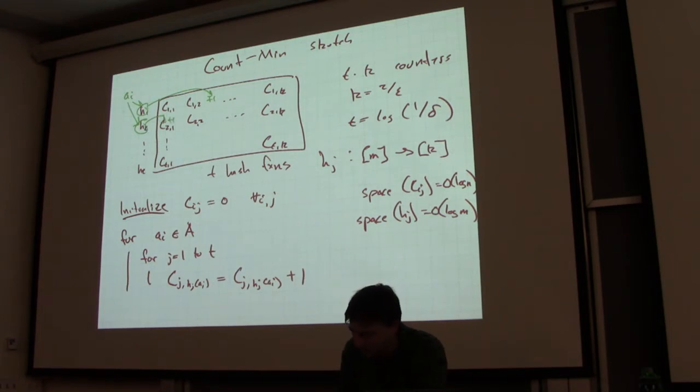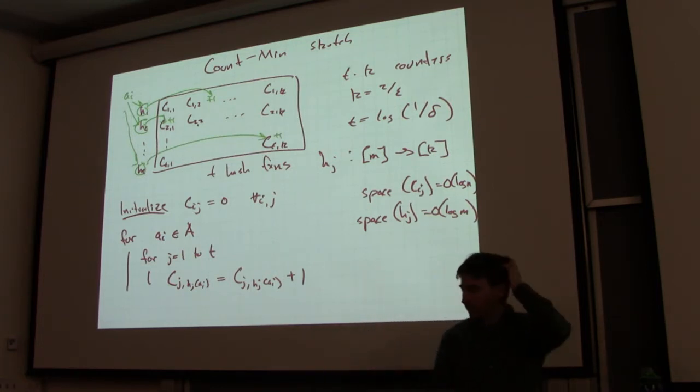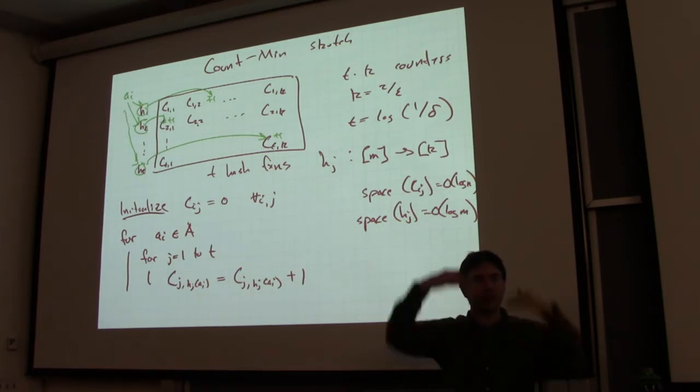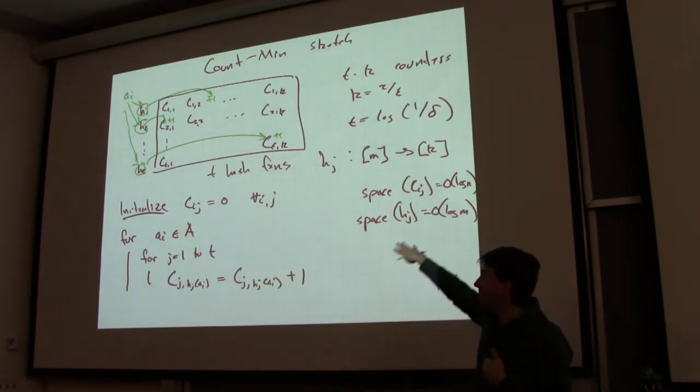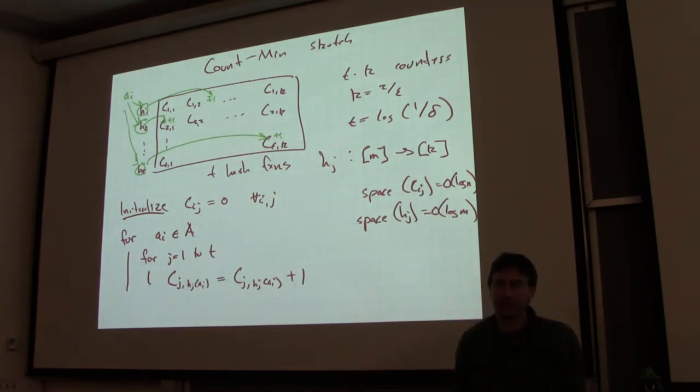Each of these is going to map to a different one of the counters, and it's going to increment the associated counter. So I just go through each of the hash functions, map it to its counter, and increment the counter. And this is all the algorithm does in order to keep track of the data.